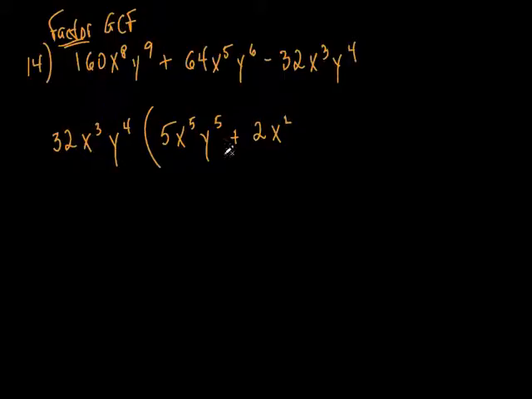Y to the 6th divided by y to the 4th is y squared. Everybody good so far? Pretty easy, right? 32 divided by 32 is 1. Okay, keep that in mind. X cubed divided by x cubed is 1. So far we have 1 times 1, which is 1.